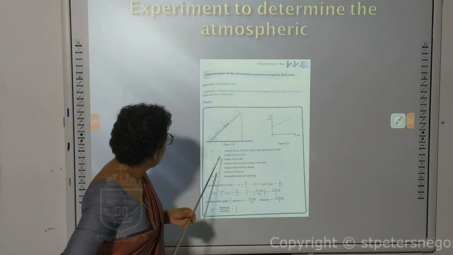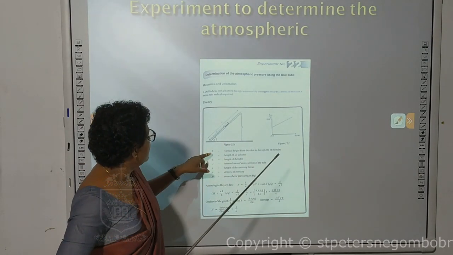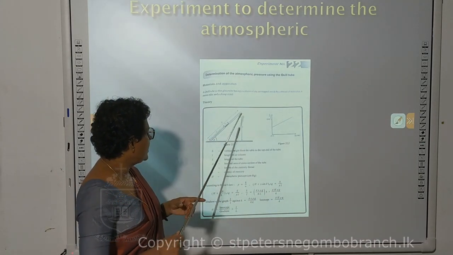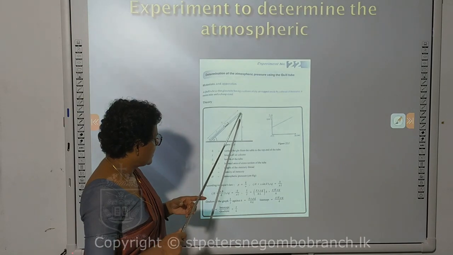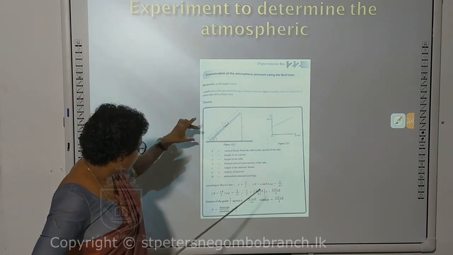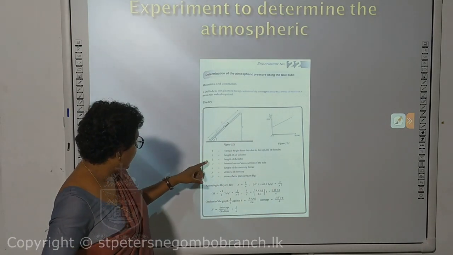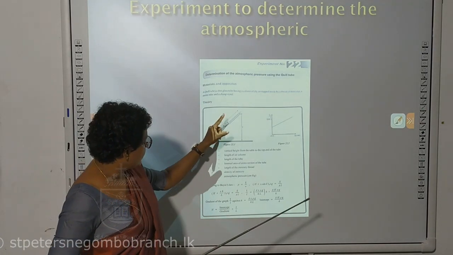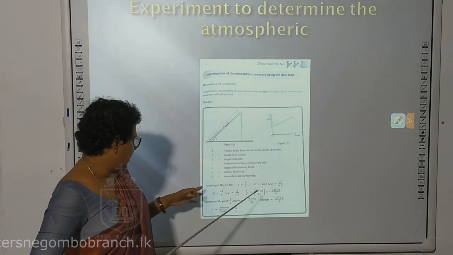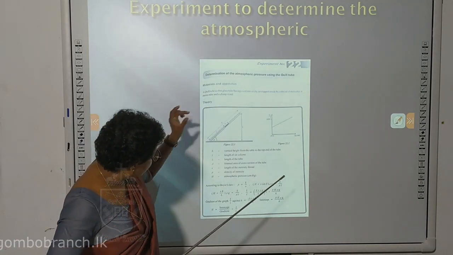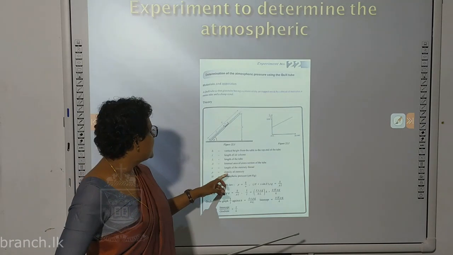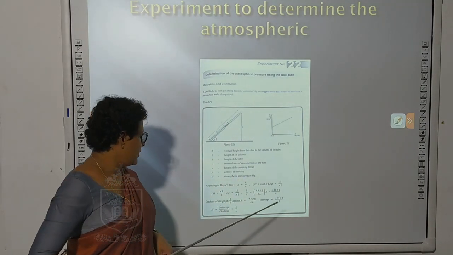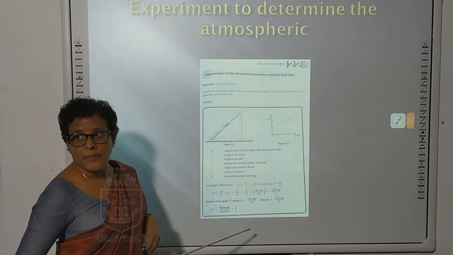Simple H is the vertical height from the table top to the end of the quill tube, right? And simple L is the length of the air column, capital L is the length of the quill tube, and capital A is the cross-sectional area of this quill tube. Simple x is the length of the mercury column, rho is the density of mercury, capital H is atmospheric pressure. Now we are going to determine the atmospheric pressure, capital H.